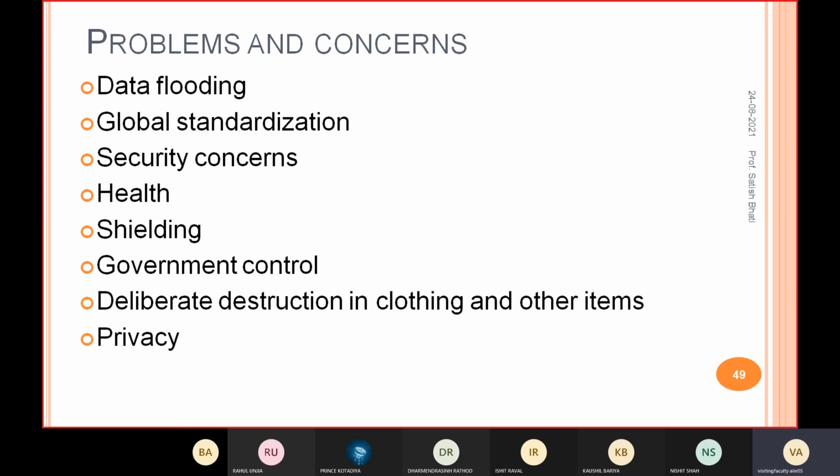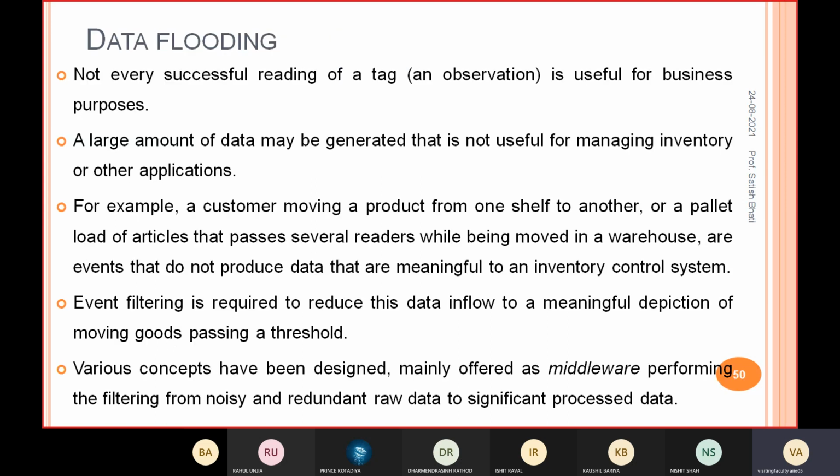Right? So let's discuss one by one. So data flooding. It's like not every successful reading of a tag is useful for business purposes. Like an RFID tag, we know it has some information, some data, and the reader will read it. But it is not always true that whenever you read a tag, you are getting useful information.